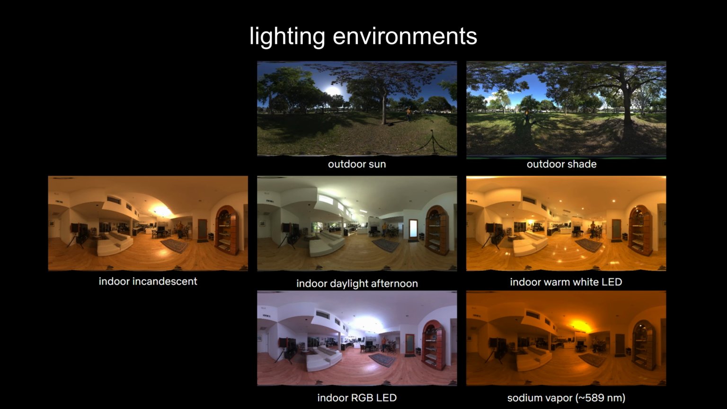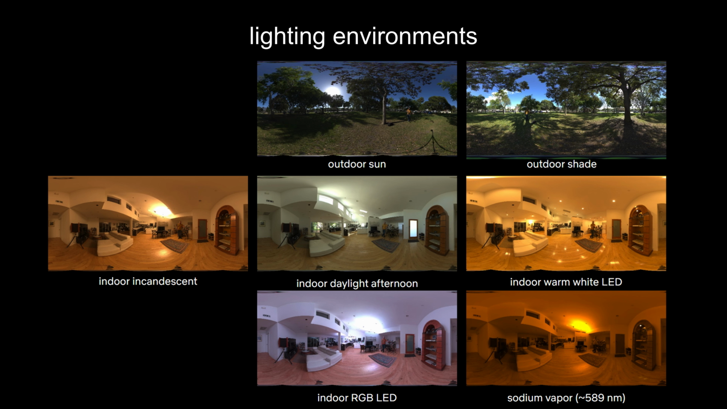To test out this approach, to fully validate it, we went out and captured 7 spectrally diverse lighting environments. 2 of them were outdoors, so 1 in the sun, 1 in the shade. We also had a lot of other different indoor lighting environments with RGB LEDs, indoor warm white LEDs, an inside scene that was being lit with daylight coming in from the windows, as well as a very fun light source, which is a sodium vapor light that has 1 distinct spectral peak at 589 nanometers. It makes the scene look pretty much monochromatic, kind of bathed in yellow light.